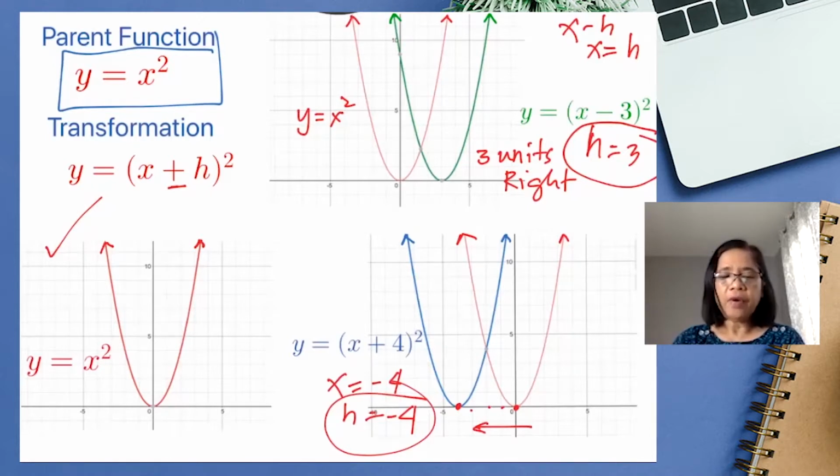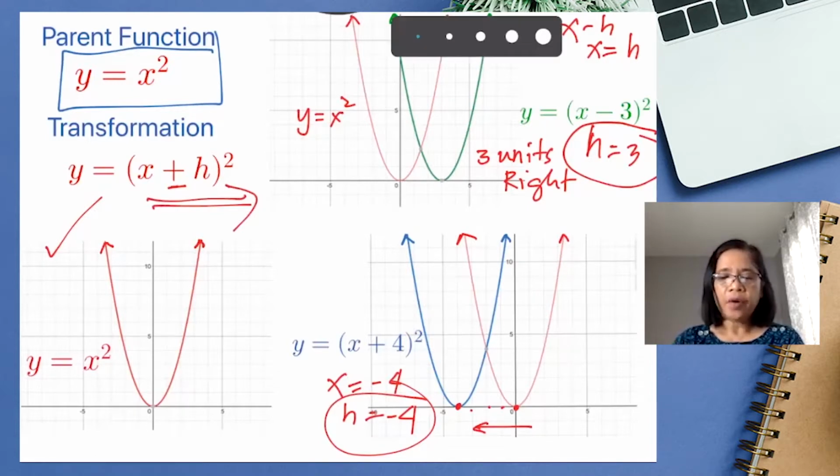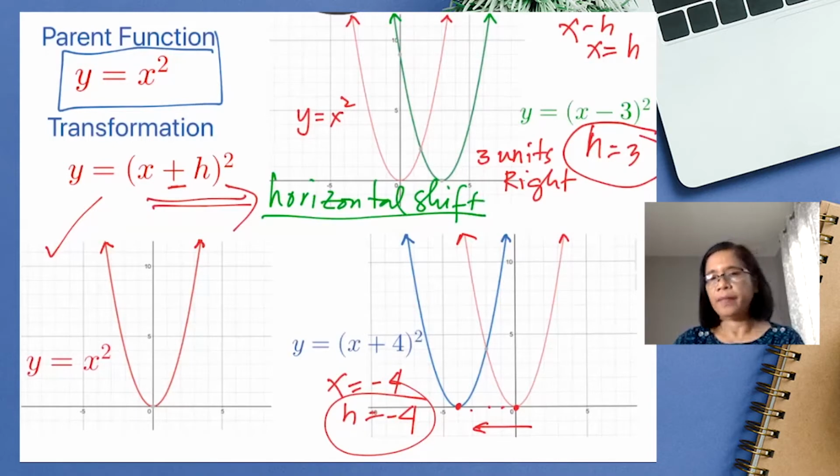And the effect of the transformation or the value of h is a movement from left to right. So this is a horizontal shift. Unlike the value of k, where positive k moves up and negative k moves down, in this case, when you have x minus h with h positive, it's actually a movement to the right, and a movement to the left if it's x plus h. Copy?